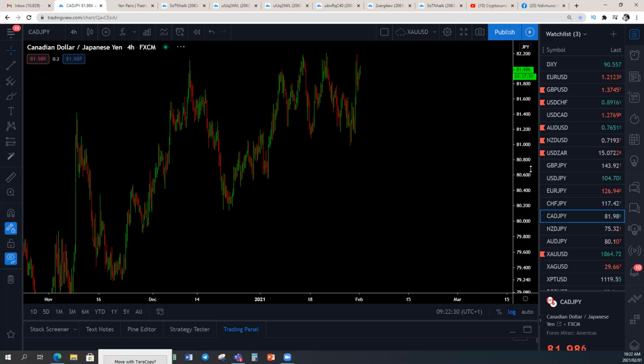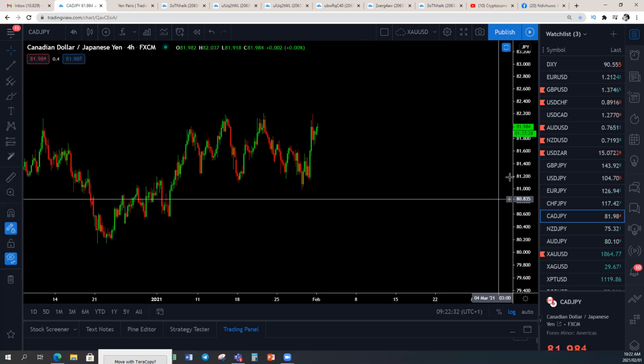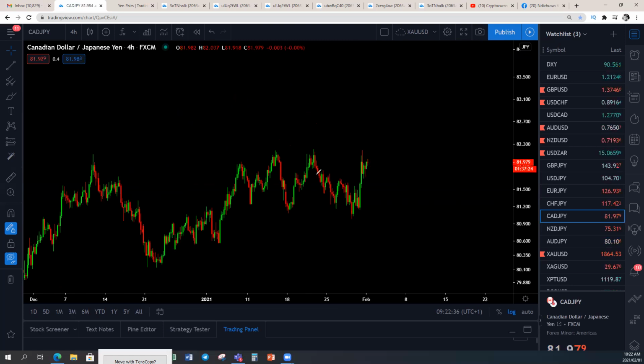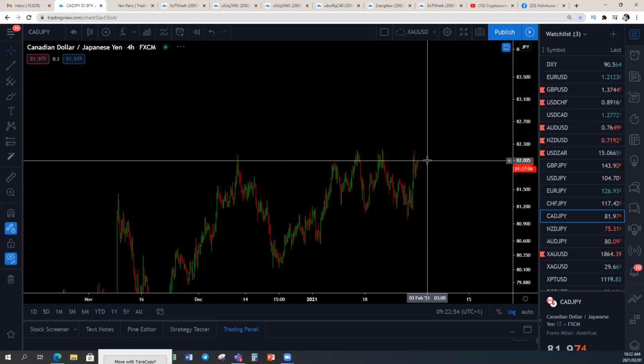CAD yen, we had a trade set up from here. I'm not going to go through that. We sold CAD yen from around this level, drops around this level, and then it's pushed up to the upside. So we're looking at this corrective structure. We've got a move to the upside in 3 waves. We're going to get another 3 waves to the upside here. Watch out for continuation to the upside on CAD yen. Okay, so that is on the 4 hour.